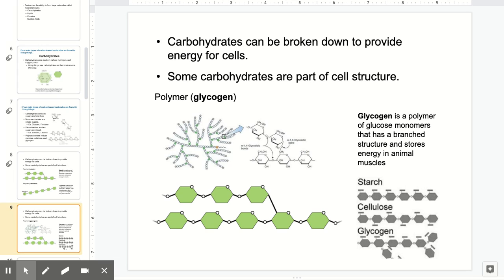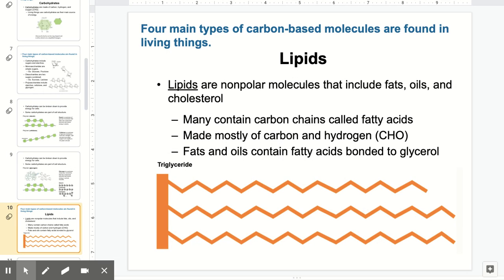Glycogen is another polymer, but instead of storing energy in plants, this is what animals use for storing energy. So these are again complex polymers made of little individual monomers, monosaccharide being the monomer in this case. So we would call each of these little pieces here, the monomers of carbohydrates, a monosaccharide.